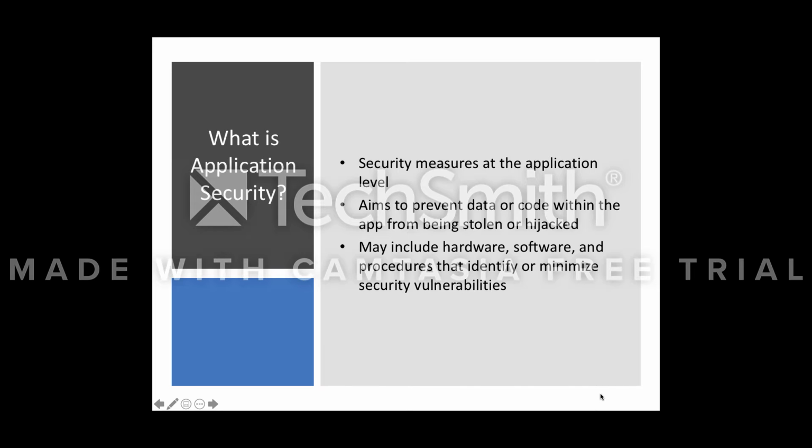So coming to our first important question, what actually is application security? We know that today the world runs on applications and almost all applications have some kind of vulnerability. So application security is the process of developing, adding and testing security features within an application to prevent security vulnerabilities against threats such as unauthorized access and modification. It can include hardware, software, strategies and procedures that help us in identifying and minimizing the security vulnerabilities.